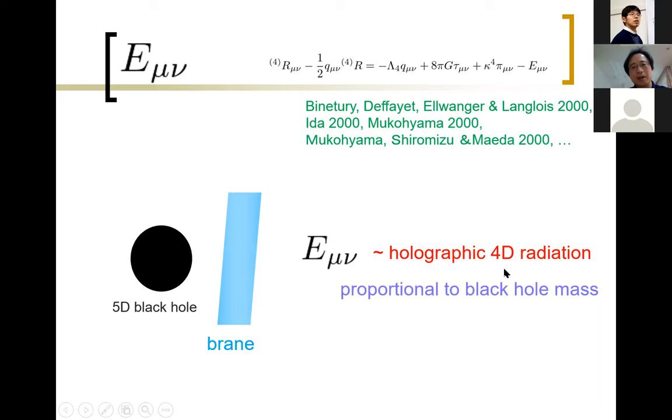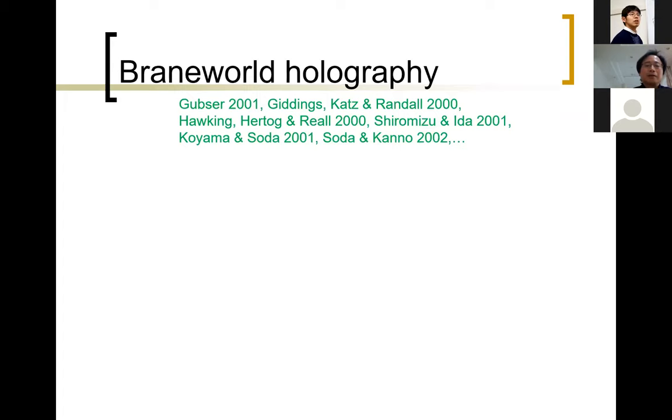Interestingly, it is proportional to the black hole mass. Mukohyama-san called it dark radiation, because this radiation doesn't couple to the matter directly. So this is evidence for a holographic aspect in the braneworld model. So indeed, we can formulate braneworld holography.